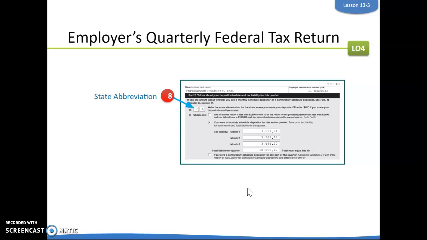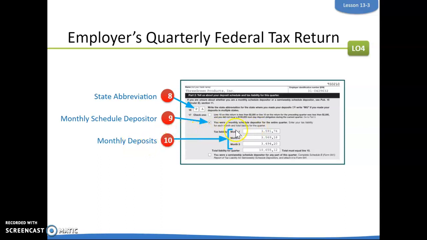So here, the second part of this is filling out that state abbreviation. We have Green Products is in Philadelphia, so PA. The monthly schedule deposit, and then the 3 months. So what were the 3 deposits there? And then total deposits.